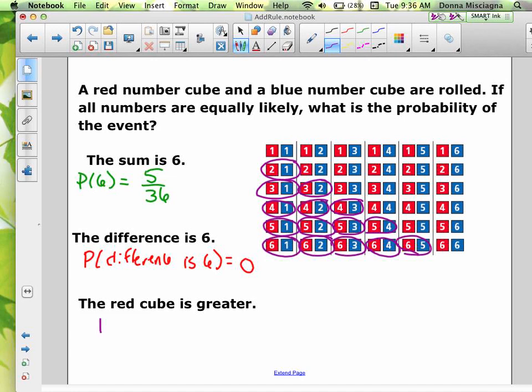So what would be the probability that the red cube is greater? Anyone at the orange table? 15 out of 36. Is this in lowest terms, class? What would that reduce to? 5 twelfths is correct. Yeah, both of those are divisible by 3, so 5 twelfths. Okay, any questions on this one? Let's continue.